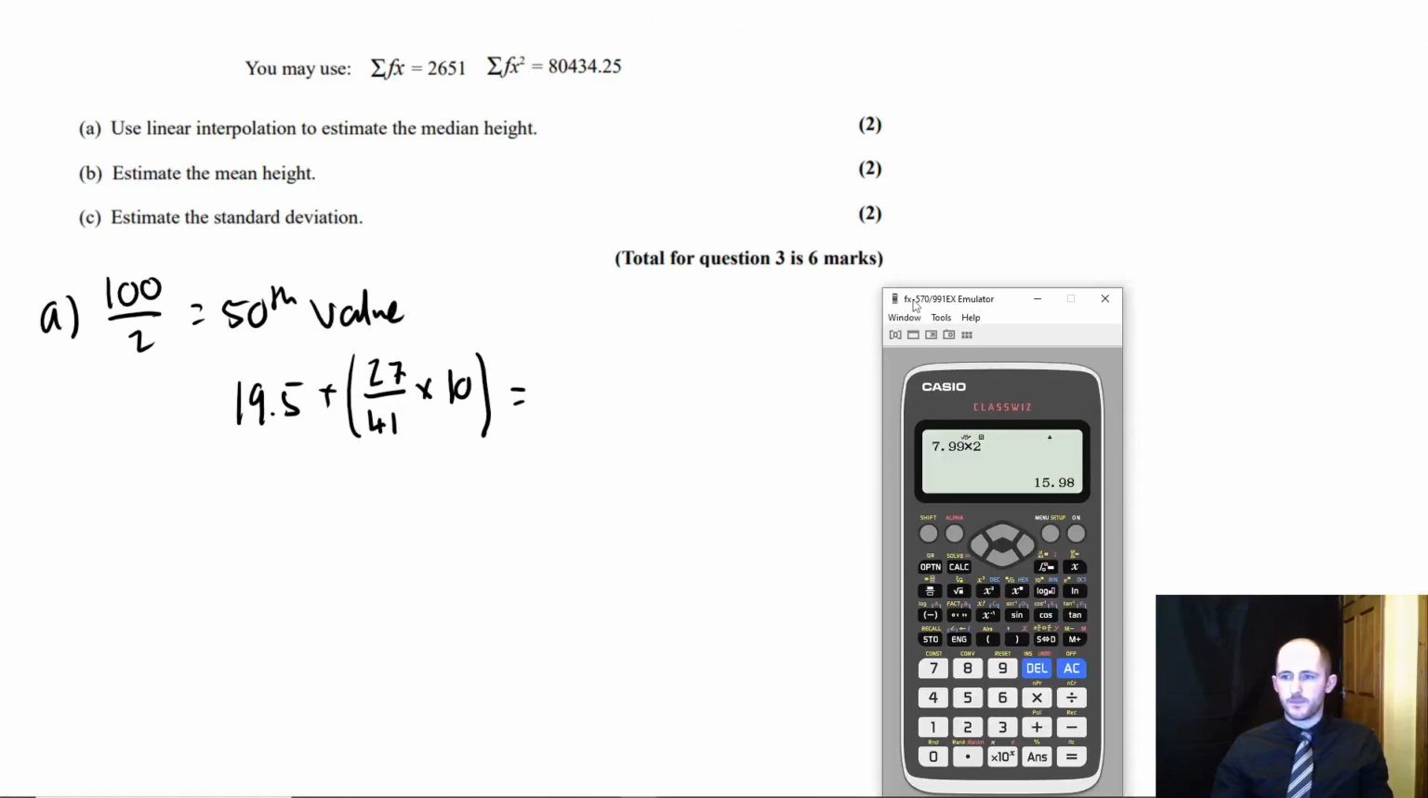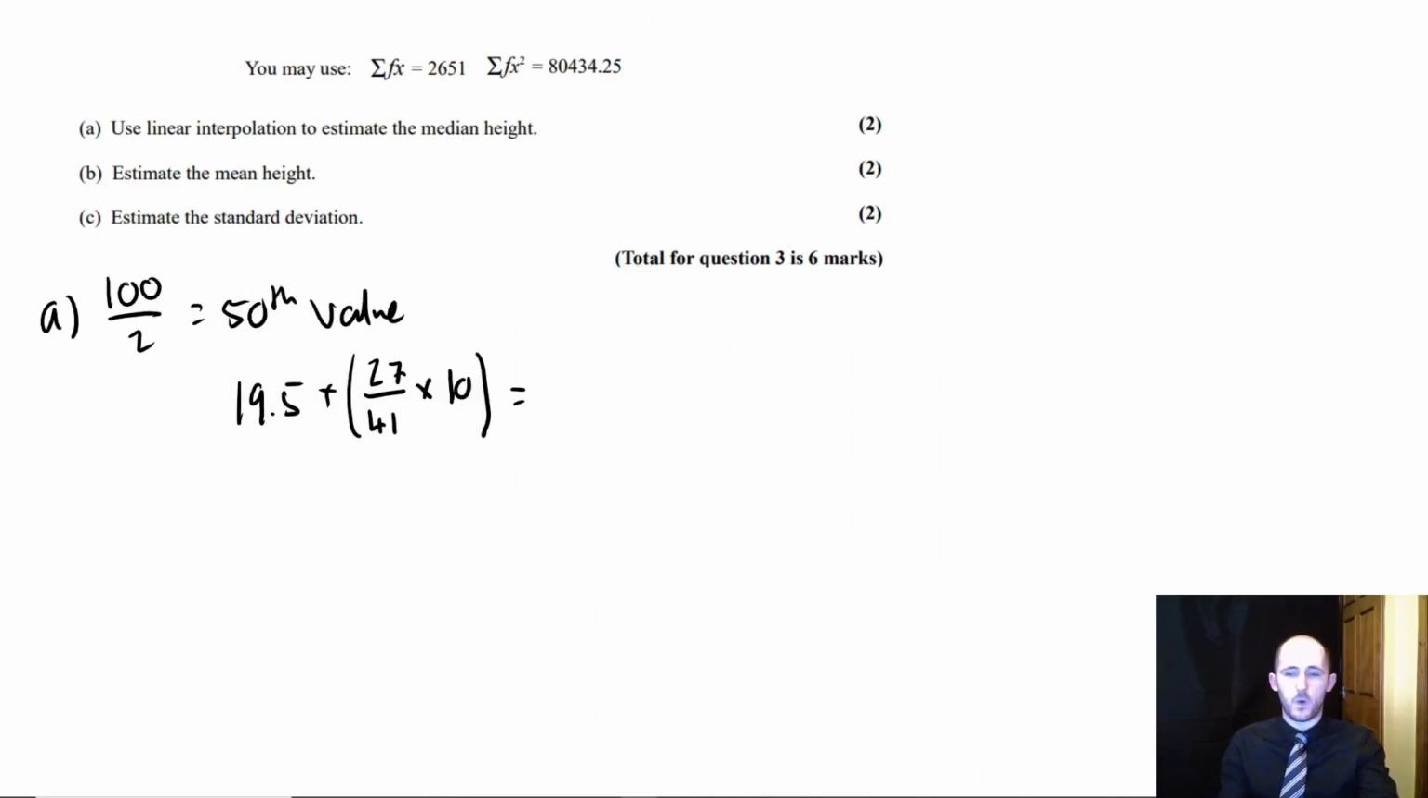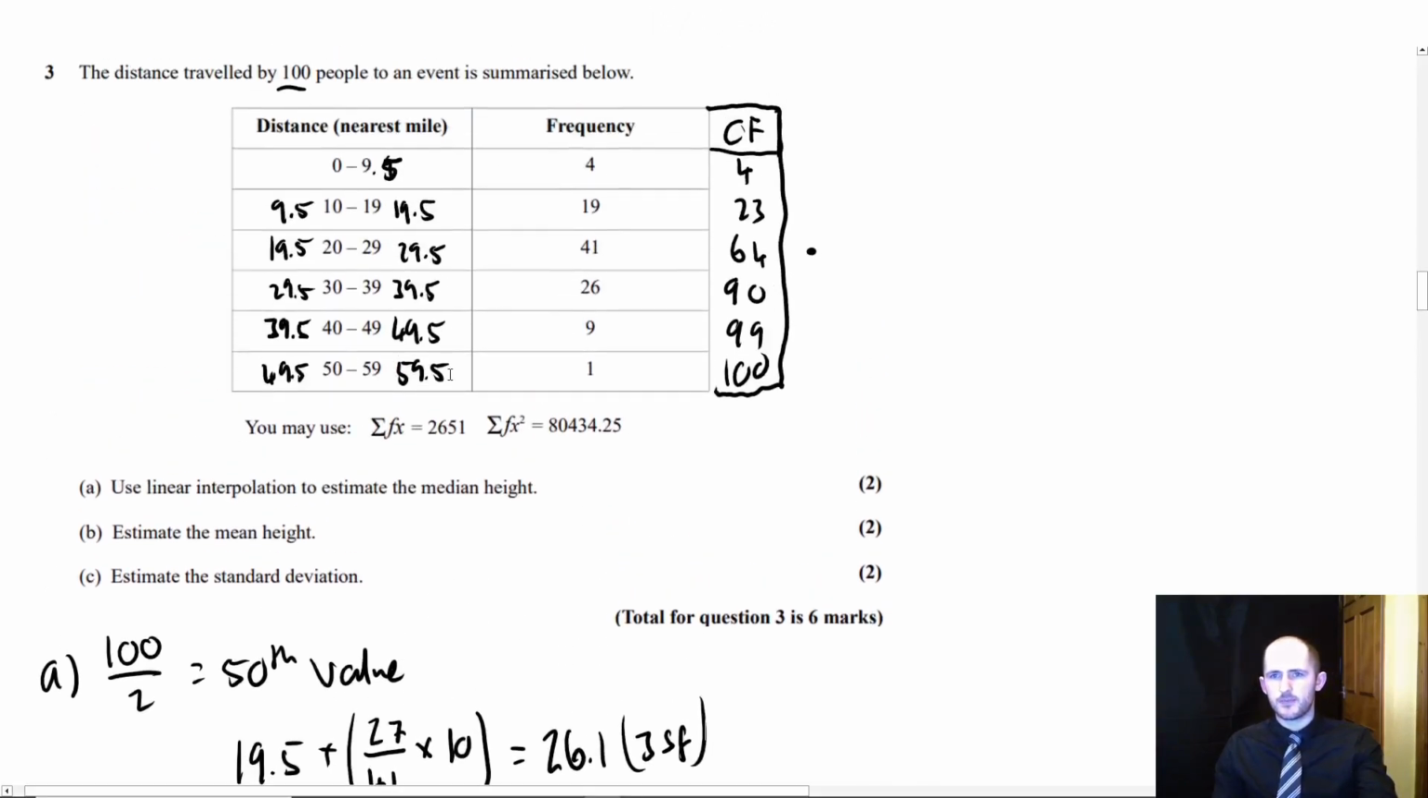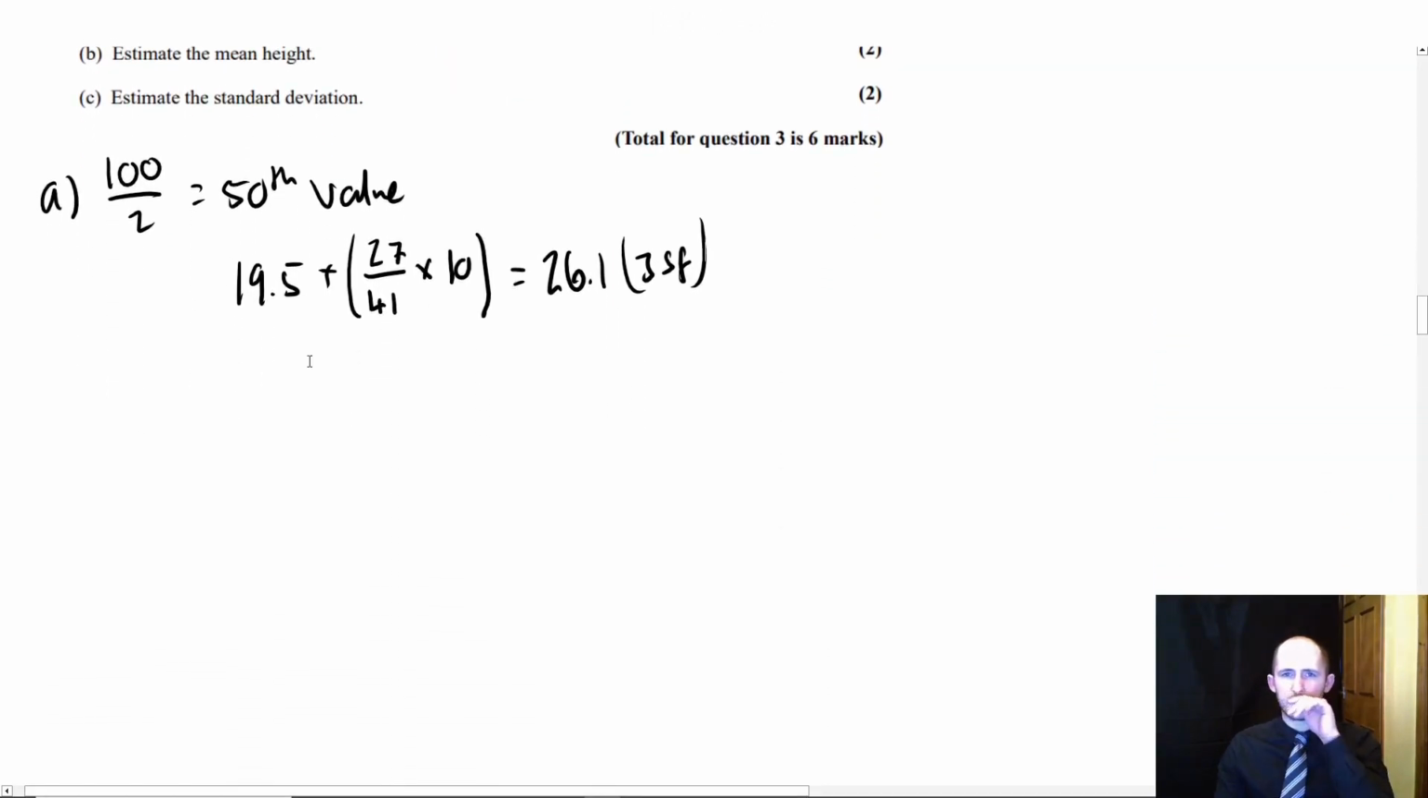So 19.5 plus open bracket 27 over 41 multiplied by 10. I did that in the least efficient way possible. And you get 26.1 to 3 significant figures. Is that a reasonable thing? Yeah, it's miles. We don't want to go too deep into miles.